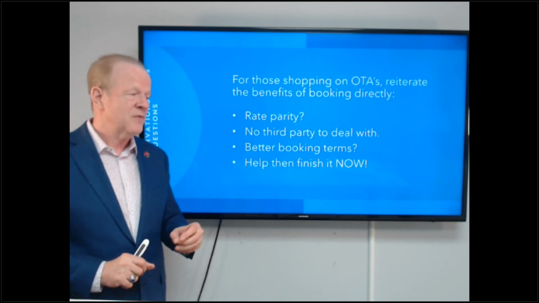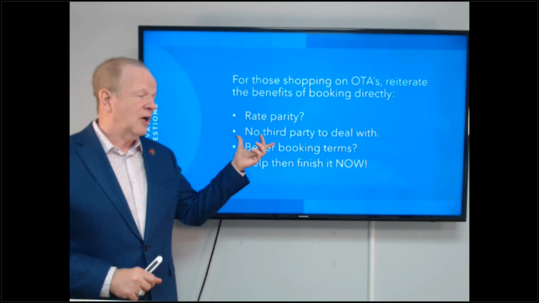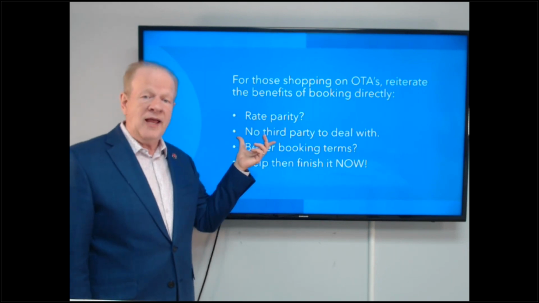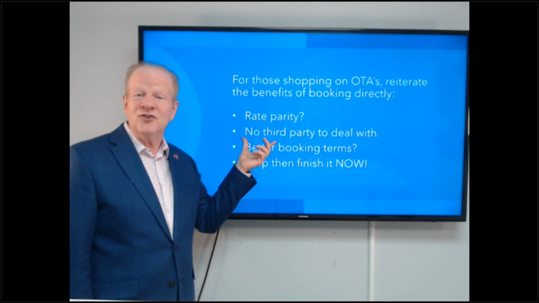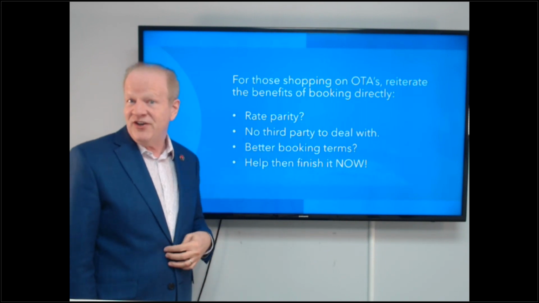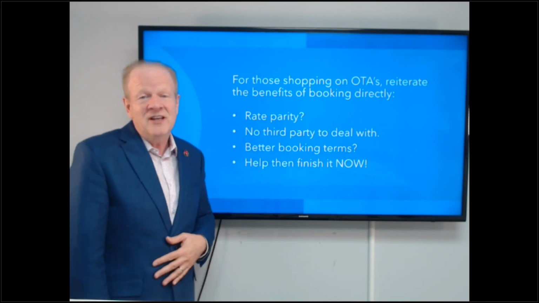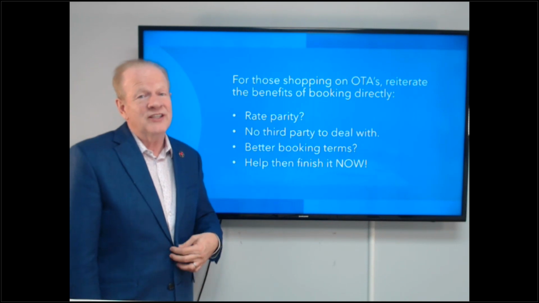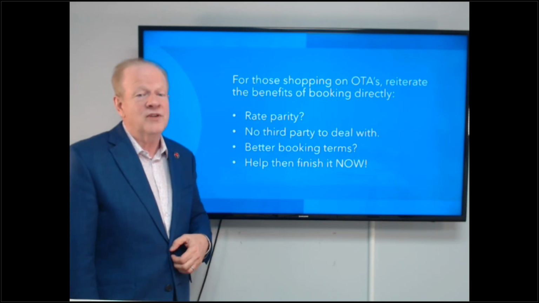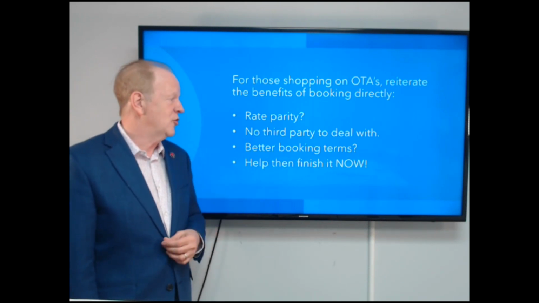So think about that. Now, also, a lot of people call and we can say, well, the good thing is you can book it directly with us. And that way, if you have any changes, you'll come right back to us. Of course, those third parties, you'll have to go through them. Okay, we may have better booking terms.